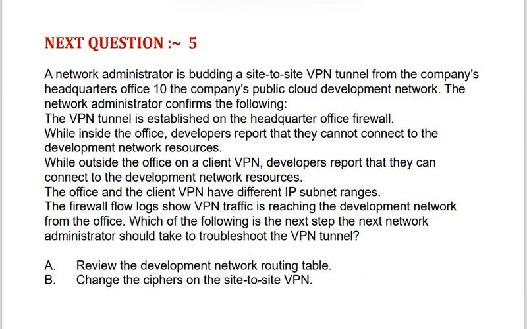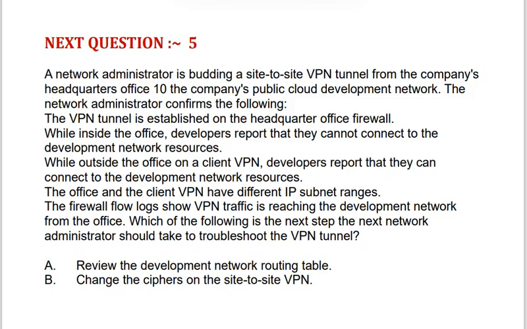Our question is, a network administrator is building a site-to-site VPN tunnel from the company's headquarters office to the company's public cloud development network. The network administrator confirms the following. The VPN tunnel is established on the headquarter office firewall. While inside the office, developers report that they cannot connect to the development network resources.